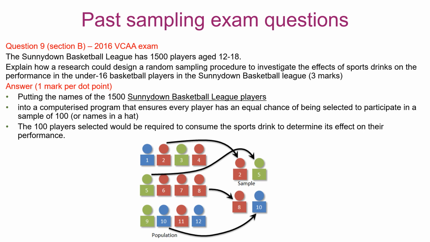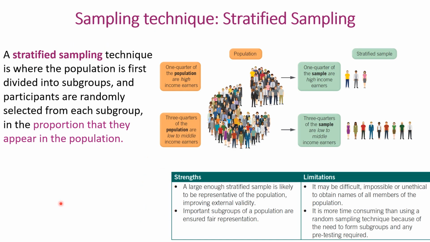Then the third mark, and a few students missed this, and it was a quirky question, was explaining that those 100 players, or 50 or 30 or whatever, would then be required to drink their Gatorade to determine the effect on their performance. So my point there is look at the command terms of the question, make sure you clearly link it to the scenario and address those command terms in terms of explaining what random sampling is in this case.